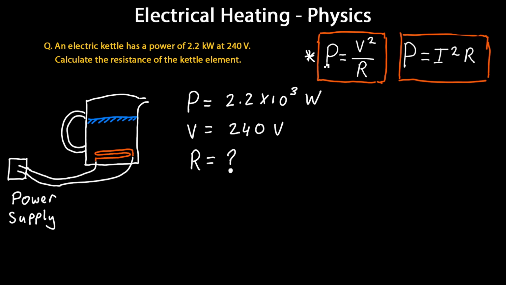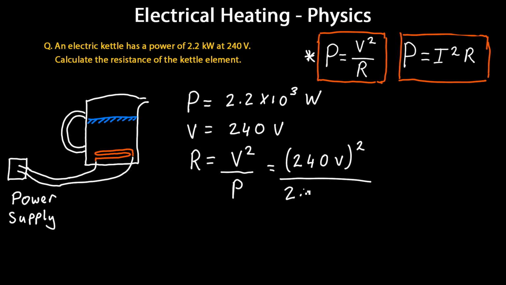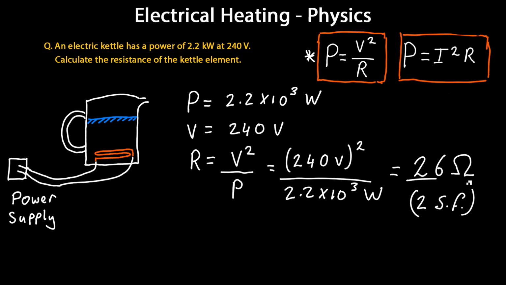So if we use this equation here, where the power is equal to the voltage squared divided by the resistance, we can rearrange this equation now to make the resistance the subject of the formula, where the resistance is equal to the voltage squared divided by the power. Plugging in these values and making sure that we square the voltage of 240 volts, we get a resistance of 26 ohms, and we've rounded this down to two significant figures. And we're going to use this value in another question at the end of this video.